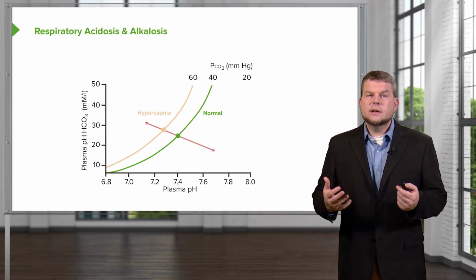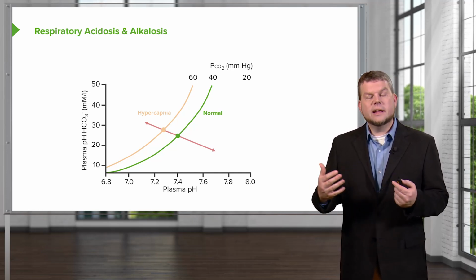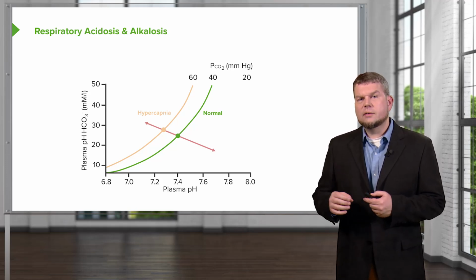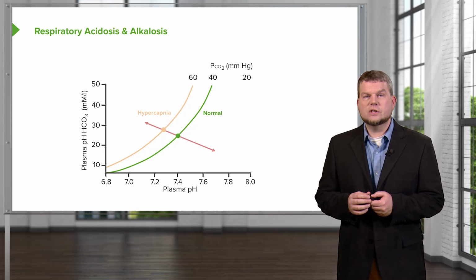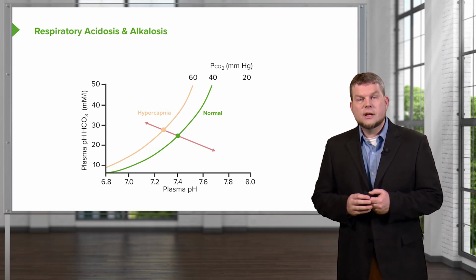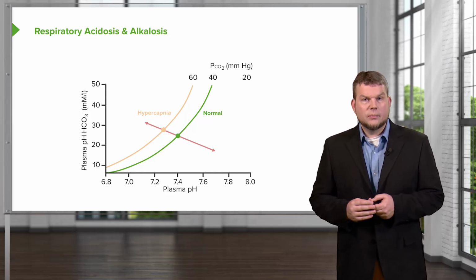That little increase in bicarb is simply the product of the carbonic anhydrase equation. And I'll explain that a little bit more after we go through the hypocapnic condition. So now let's increase alveolar ventilation. So now we're going to go and breathe off more CO2.